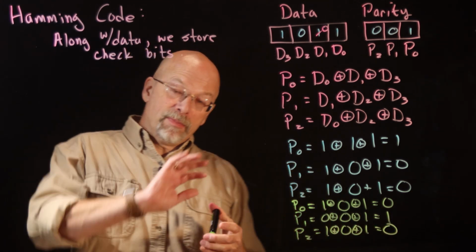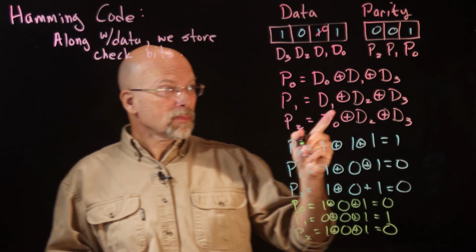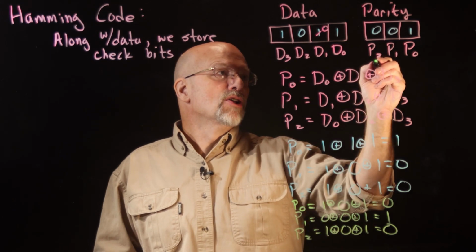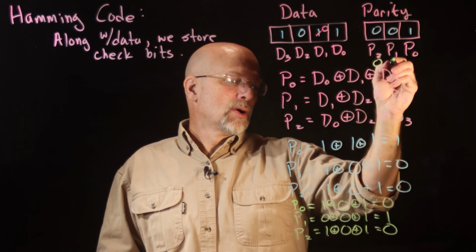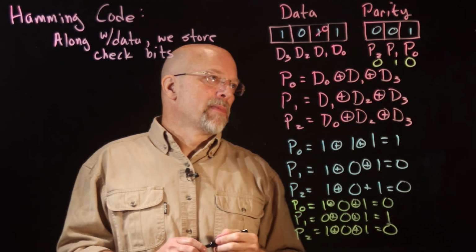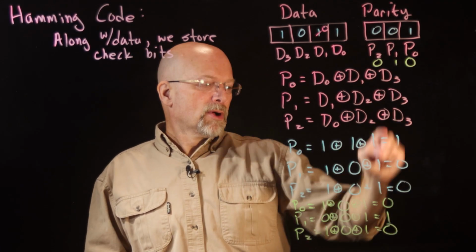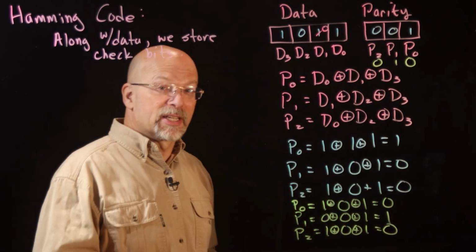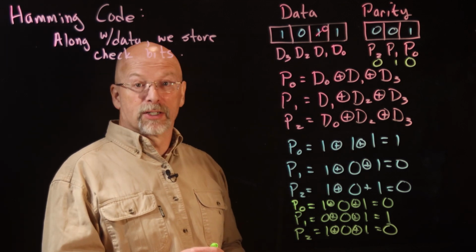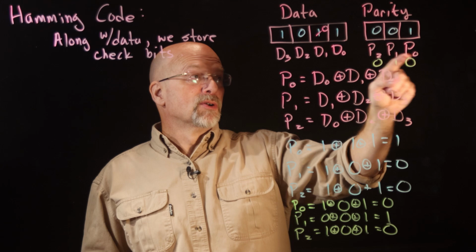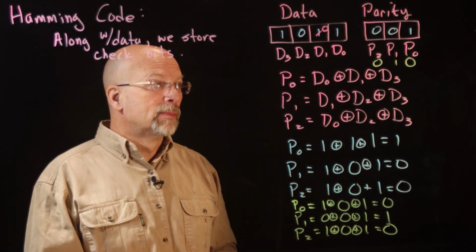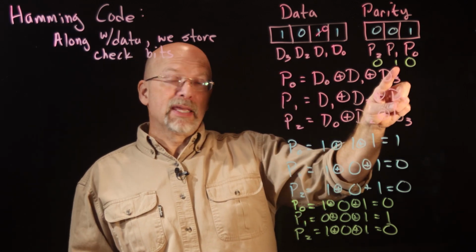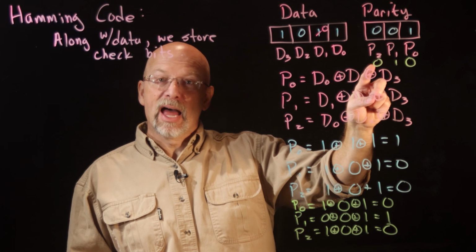Now, after this computation, what we've determined is our new P0, P1, P2. Our new ones are actually 0, 1, 0, right? So P0 is a 0, P1 is a 1, P2 is a 0. Now, which parity bits changed? 2 of them changed, right? P1 changed and P0 changed. P2 didn't change. So which one of these 4 data bits is a member of P1 and P0, but not P2?